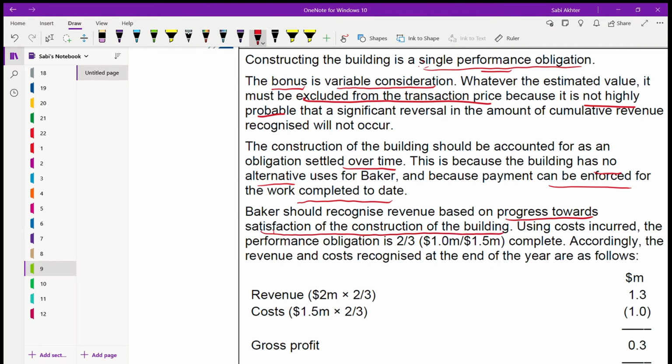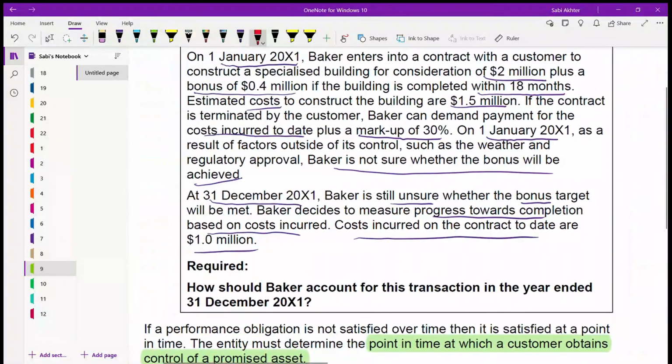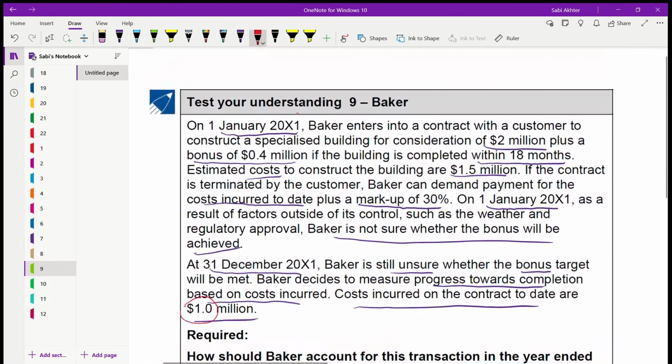Using cost incurred, the performance obligation is 2/3 completed. How? 1 divided by 1.5. Accordingly, the revenue and the costs recognized at the end of the year are as follows. The cost incurred up to that date was 1, but the estimated total cost was 1.5. So out of 1.5, cost incurred was 1. So 1 divided by 1.5 is 2/3.